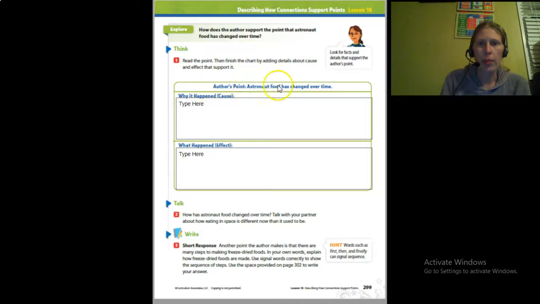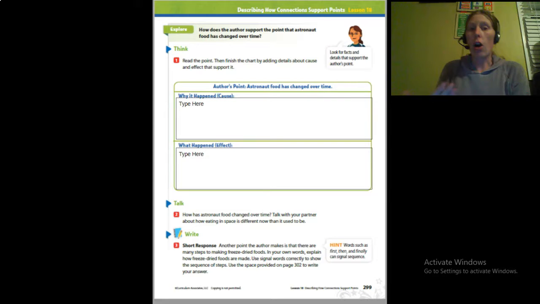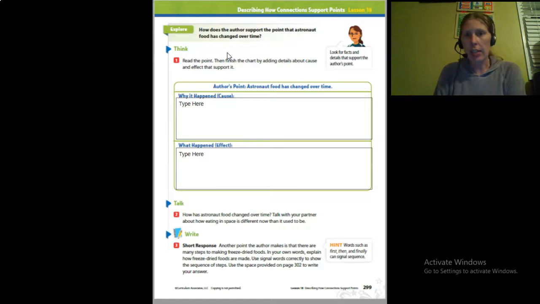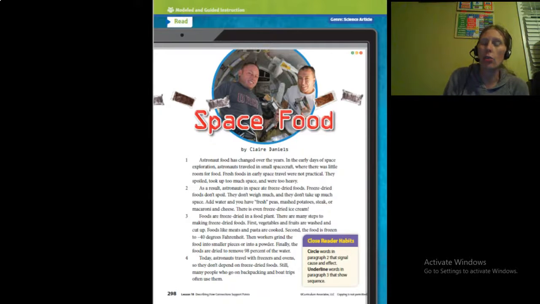Author's point of view: astronaut food has changed over time. Remember, point of view is how somebody thinks or feels about a topic. So the author, whoever wrote this, thinks that astronaut food has changed over time. That's the point they're trying to make. So we need to find a cause and effect that show how it's changed. We're going to further prove this. A cause happens first and an effect happens second. So let's go back and find information about how this has changed over time.